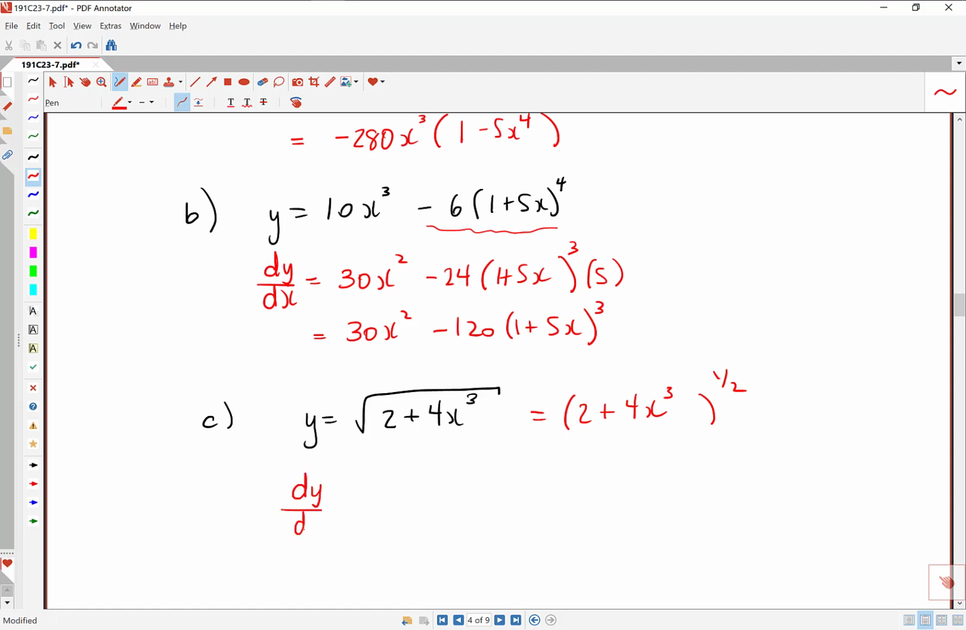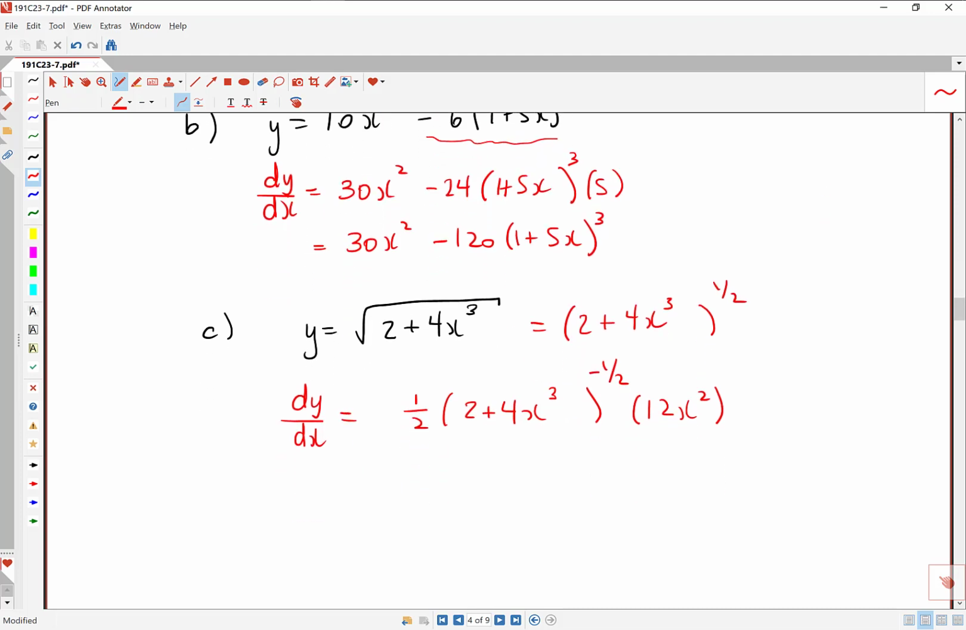Then to get dy by dx, I'm going to deal with the outside function, which raises things to the power 1/2. So we're going to get 1/2 times the inside function now raised to the power minus 1/2. That's just us applying the power rule. We keep the inside function the same, and then multiply by the derivative of the inside function, which would be 12x squared.